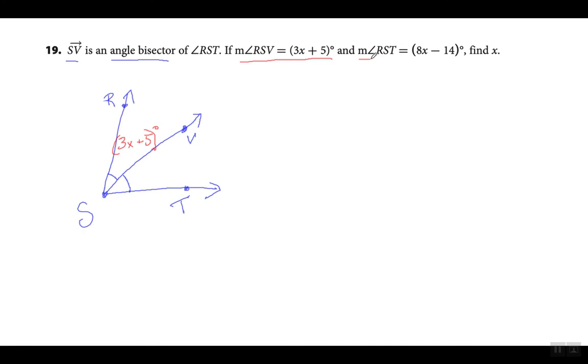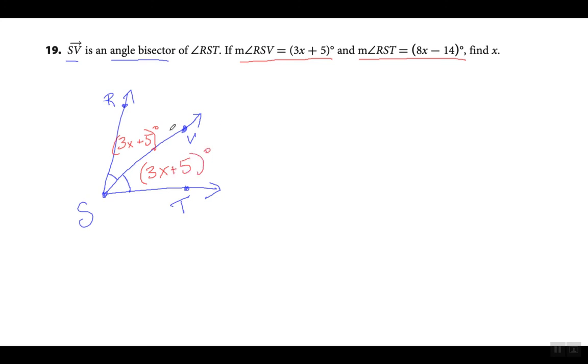Okay, and then it says the measure of angle RST is 8x minus 14, the measure of the entire thing. If you're paying attention, this problem is exactly like the one we just did right before it. Because what they're leaving out is that they're not telling you how much this angle right here measures. They're not telling you the measure of angle VST, because they want to see if you realize that since ray SV is the angle bisector, this angle has to equal the measurement of this angle. They're trying to see, do you know that? That means that this one also has to be 3x plus 5 degrees.